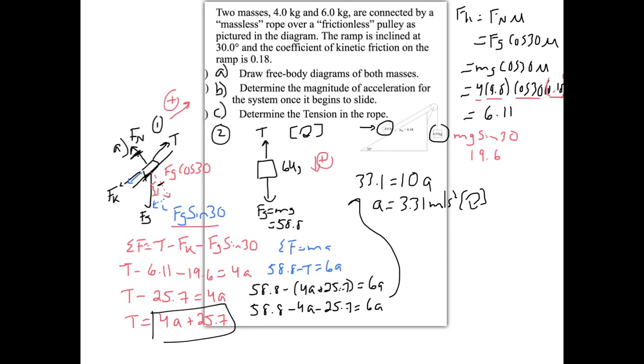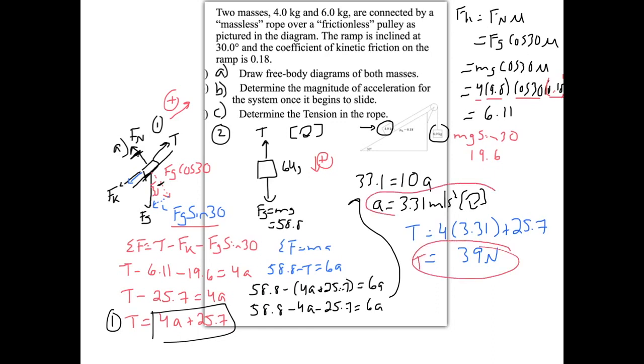clockwise. Now what we're going to do is substitute that value into equation number 1 to find T. So let's do that. So T is going to equal 4 times the number we just found, 3.31, plus 25.7. When we do that, we get a T value of 39 newtons. And that's our second value. So that's our answer for T. T equals 39 newtons, and our answer for a is right there.